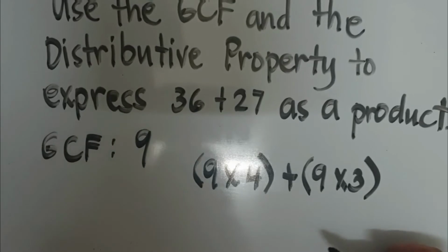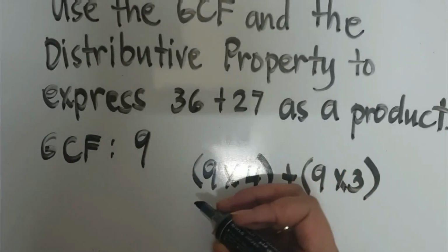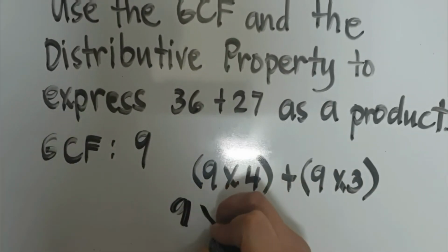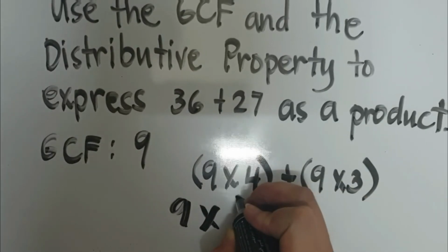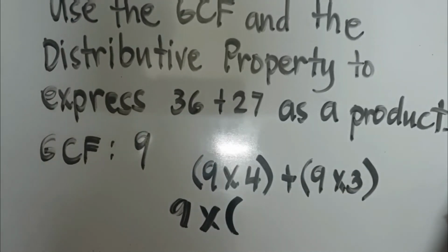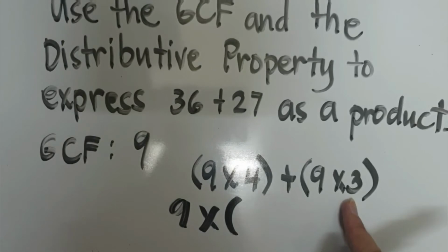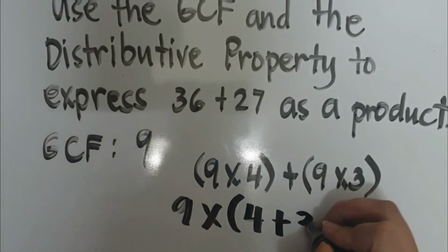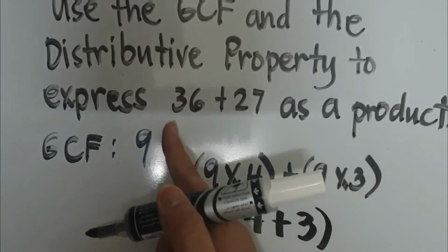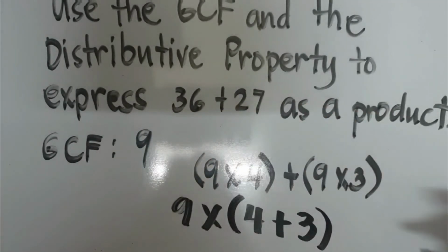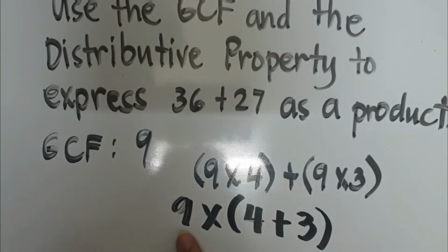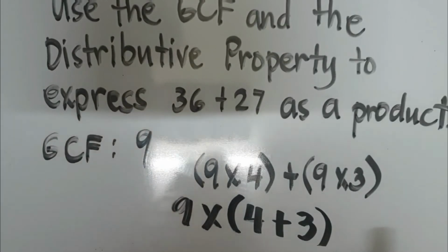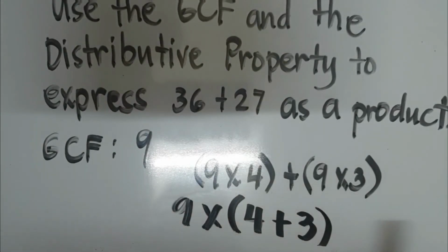Now, we will get the common factor, which is 9. And then we will multiply it with the sum of the remaining factors, which are 4 and 3. So 36 plus 27 written as a product is 9 times 4 plus 3, or 9 times 7 because 4 plus 3 is 7.